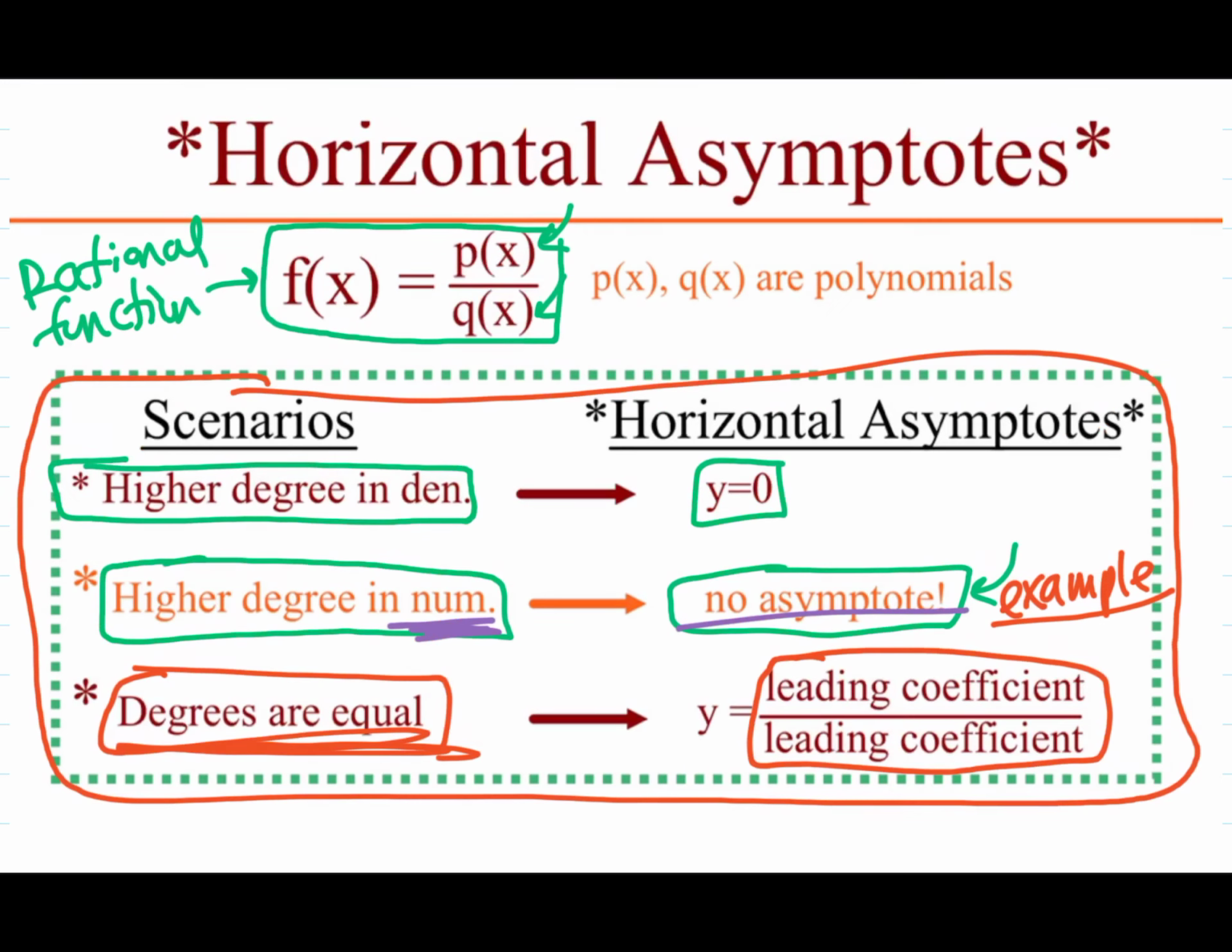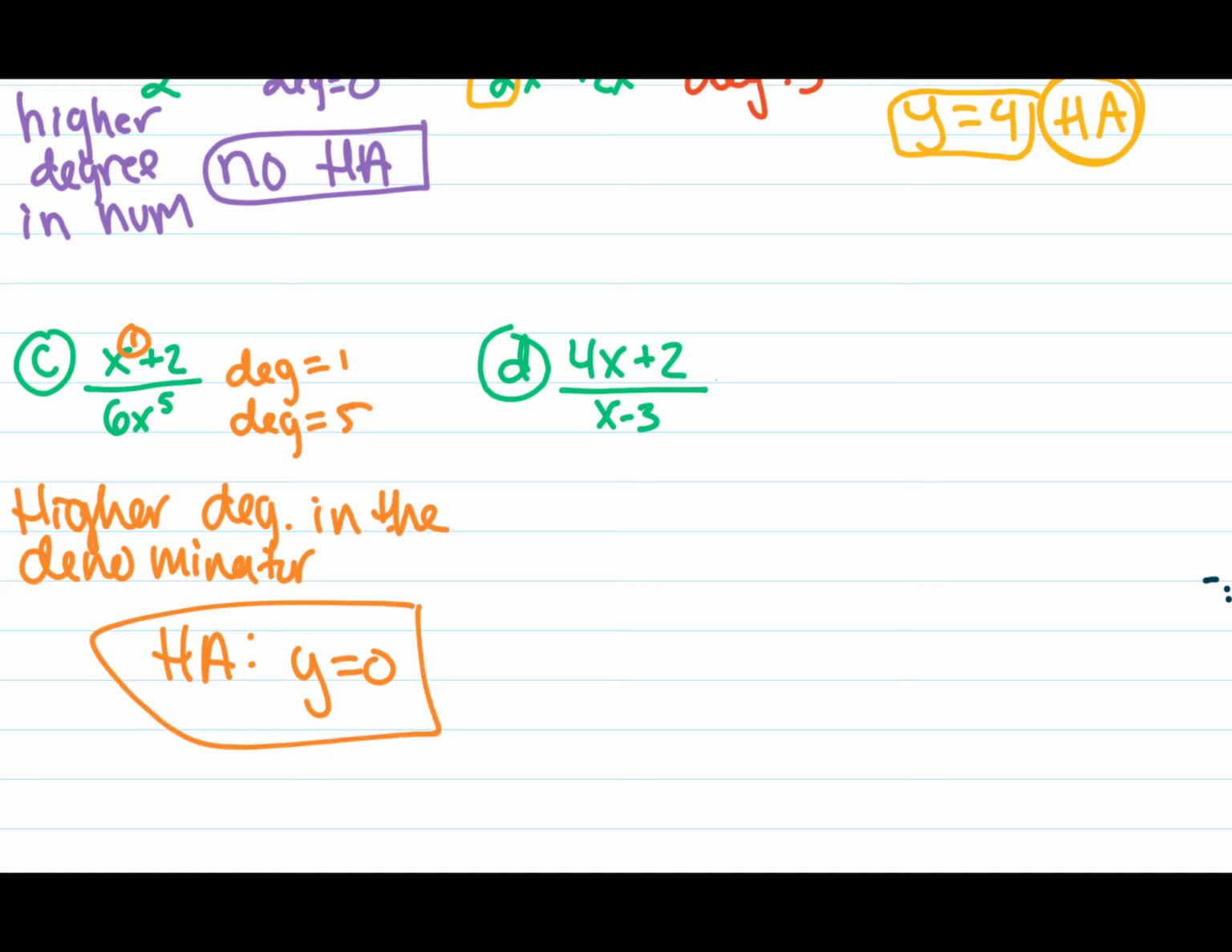So let's go back to our chart and see what that says. Higher degree in the denominator immediately reverts to y equals 0. So we do have one. Our HA, our horizontal asymptote, is y equals 0, always for this scenario.